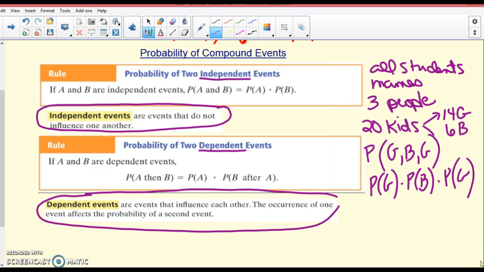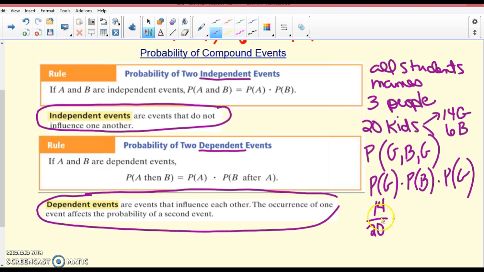Okay. Here's my kids in the hat. What is the probability that the first person I pick out of the hat is going to be a girl? 14 over 20. And I'm just going to leave it like that for now. Now, I picked out a girl's name, and that name is sitting on the desk. Am I going to put that name back in the hat? No, because if I put it back in the hat, I could pull that same person twice, and then I'm not going to have a committee of 3, right? So now that girl's name is sitting on the desk.